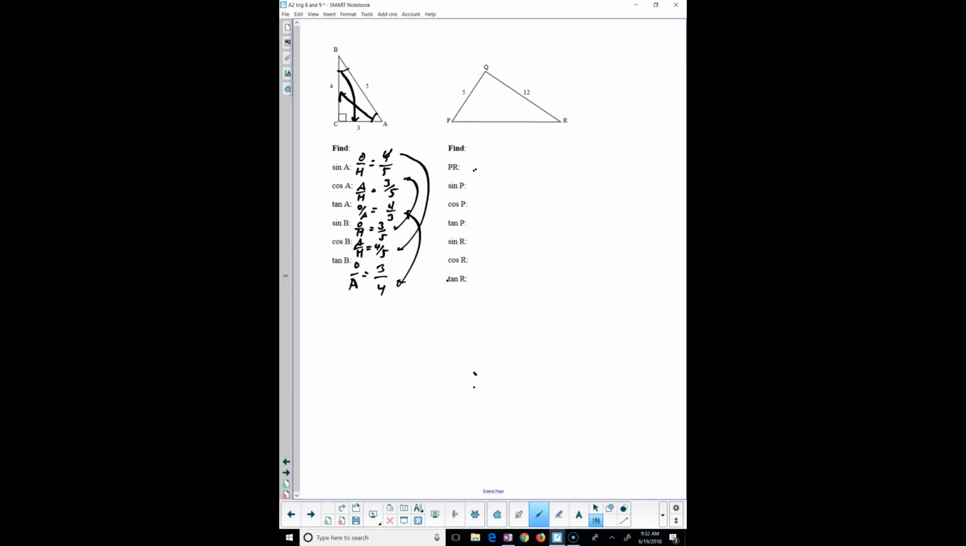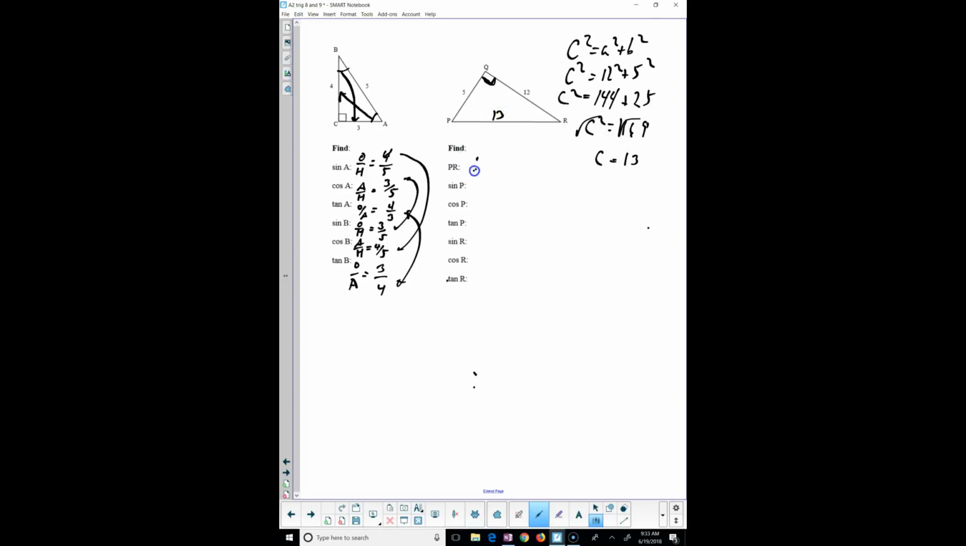Alright, if we take a look at this problem here, this is a right angle. Sorry, I didn't write that in there. You should be able to find PR, which is across. Being a right angle, we should know that we can use the Pythagorean theorem. C squared equals A squared plus B squared. C squared equals 12 squared plus 5 squared, which is 144 plus 25, equals C squared. C squared equals 169, so take the square root of both sides and you get C equals 13. This is a 5, 12, 13 right triangle.